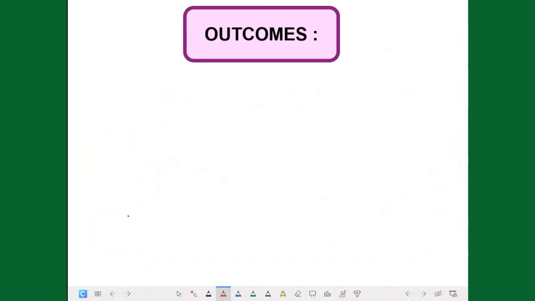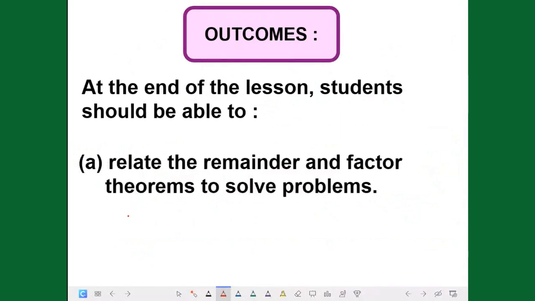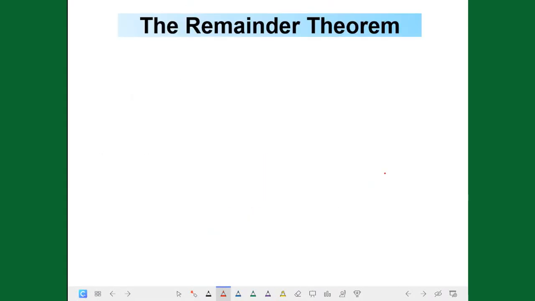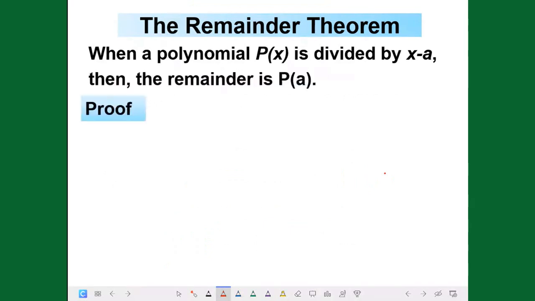Okay. Then relate the remainder and factor. Very easy. The names are different but it's the same thing, from the same thing. So to find roots or zeros, it's from the same thing, from here. Nothing else. Okay. Then the remainder theorem.